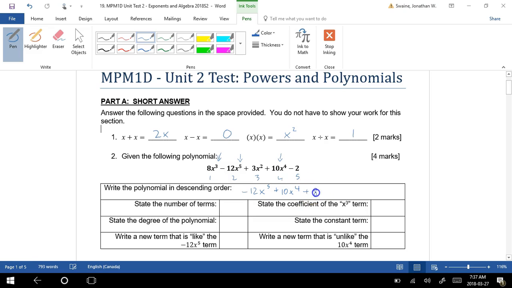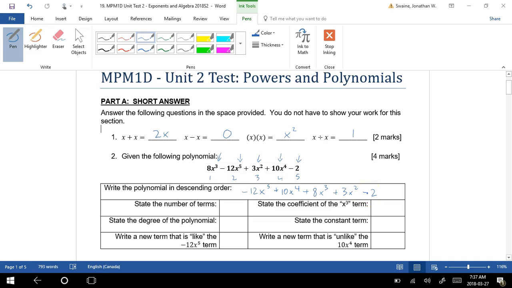And then the next highest is right there. So I've got plus 8x to the 3. Next highest is right there, and then the last one is right here. Notice the signs always stay the same. So it's a negative 12, it's got to be a negative 12 out front, negative 2 on the end, it's got to be a negative 2, the rest are positive.